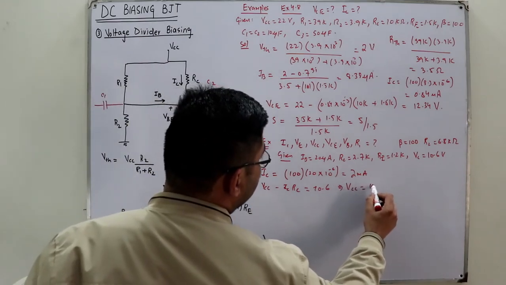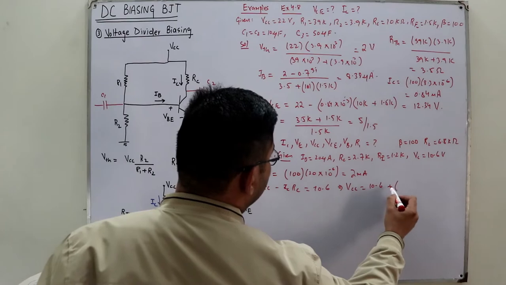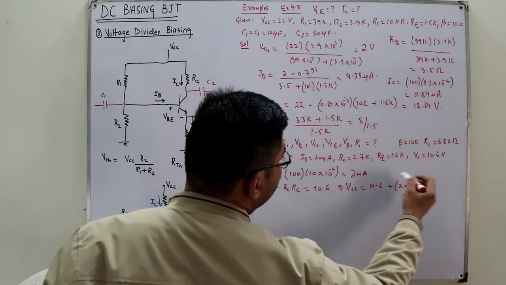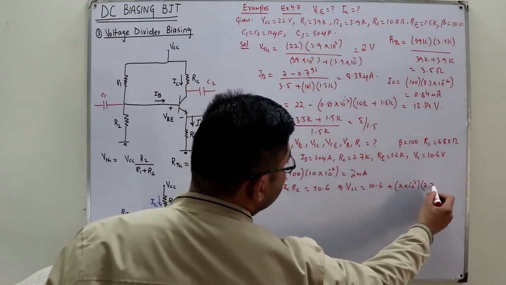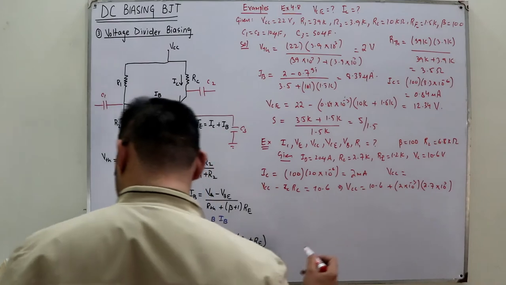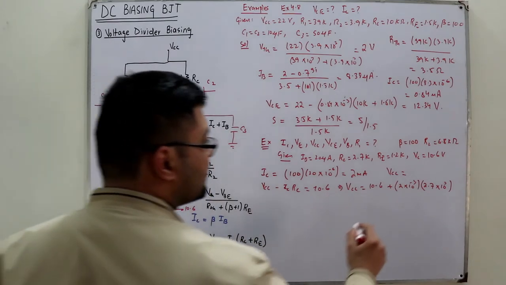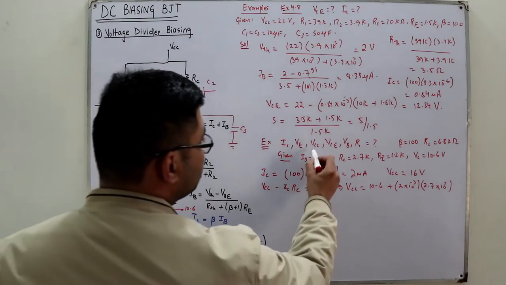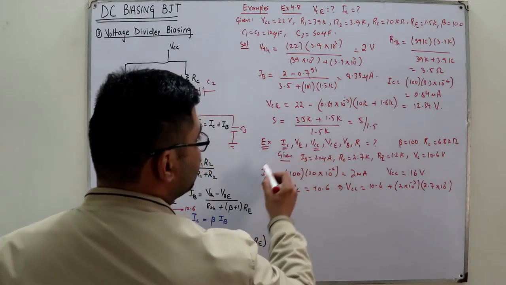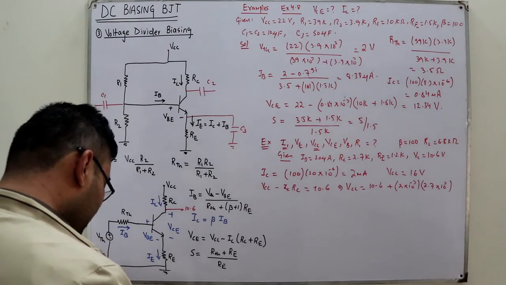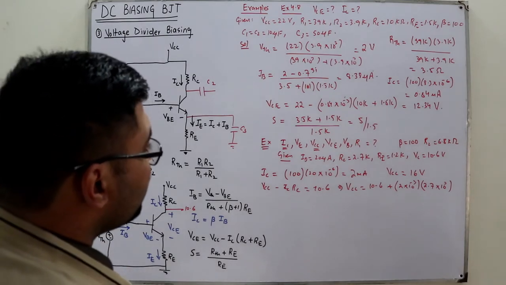VCC would be what? 10.6 plus IC, which is 2 milli, into RC. And RC is what? It's 2.7 kilo. So VCC comes out to be, just let me write over here, 16 volts. You do check the calculations, okay? So you've got VCC, you've got IC. Now what you can do is find out VE.